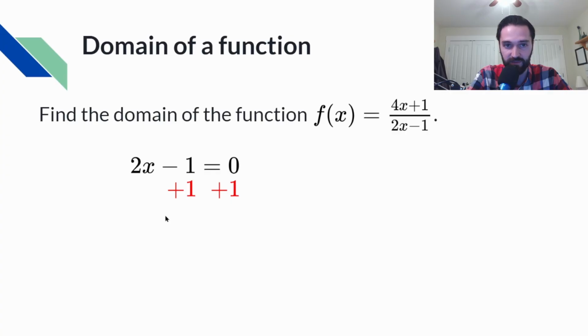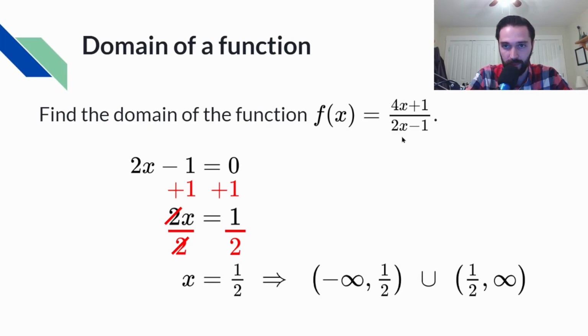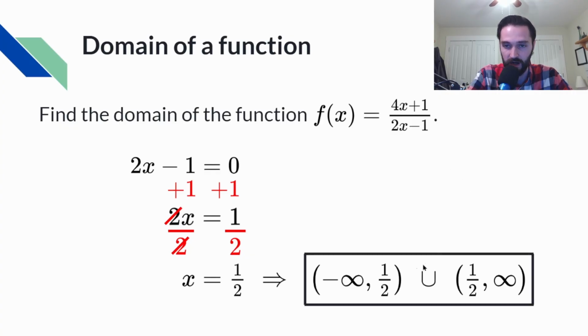So let's isolate x by adding 1 to both sides. And that gives us 2x equals 1. And then let's divide both sides by 2, and the 2's cancel on the left-hand side, and that gives us x equals 1/2. This is the value that is not going to be included in the domain. This causes division by 0. So our answer in interval notation looks like this: everything from negative infinity up to 1/2, or everything from 1/2 up to infinity.